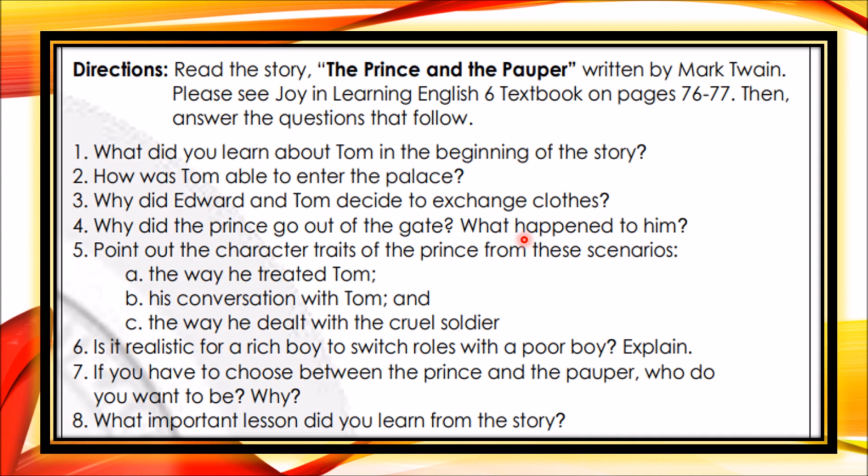In the story itself, the prince wanted to see the outside world. Okay, and what happened to him? The guard frowned at him angrily and threw the prince out of the castle. Okay, then what else? You will find out later. Then point out the character traits of the prince from these scenarios.